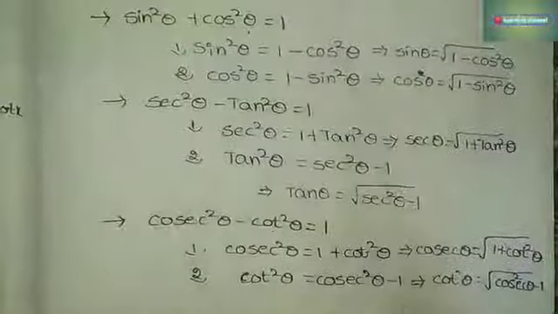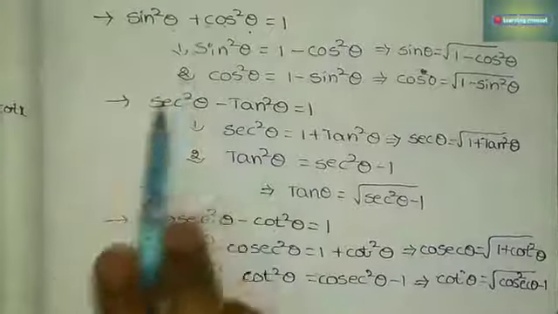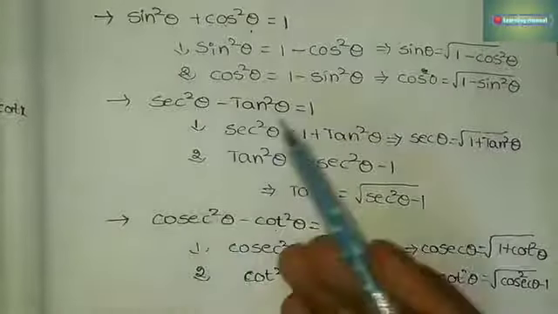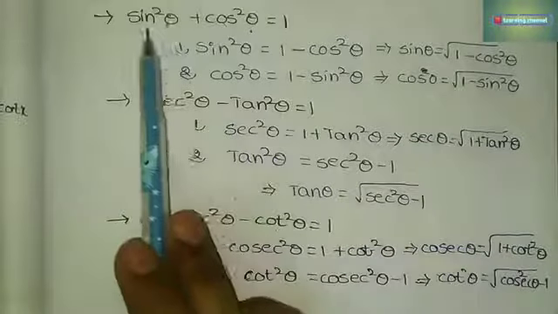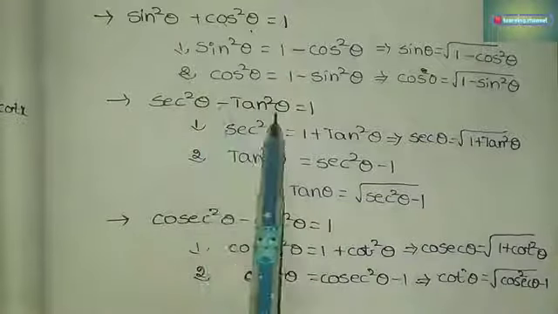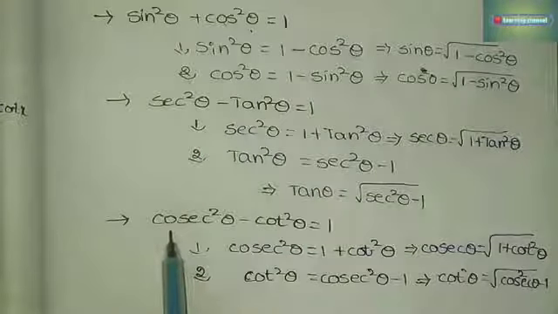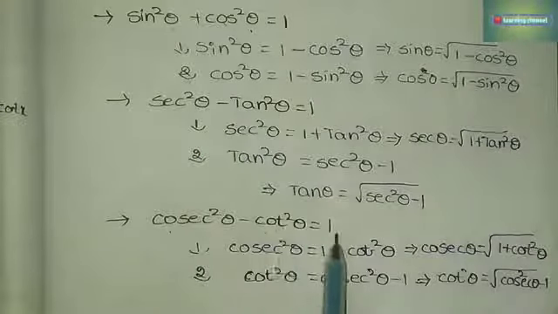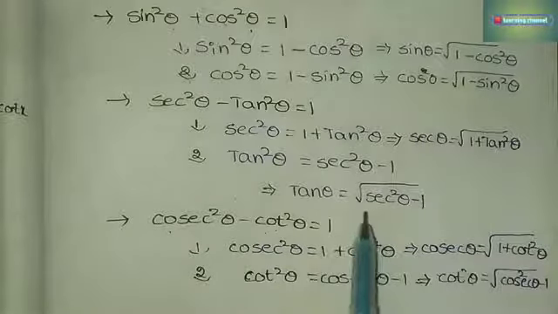So to solve this exercise, firstly we have to remember these three, and from these we can deduce the others. Sine square theta plus cos square theta is equal to 1. Secant square theta minus tan square theta is equal to 1. Cosecant square theta minus cot square theta is equal to 1. Let us start the exercise part.